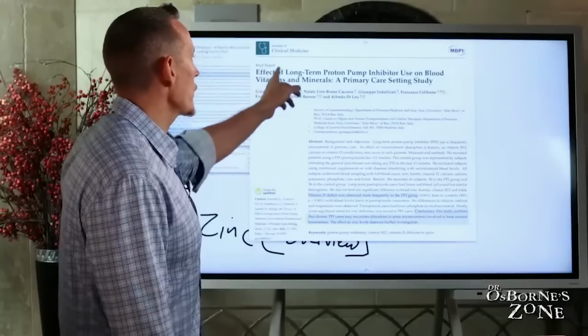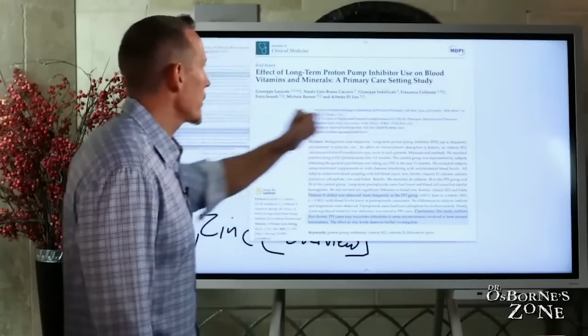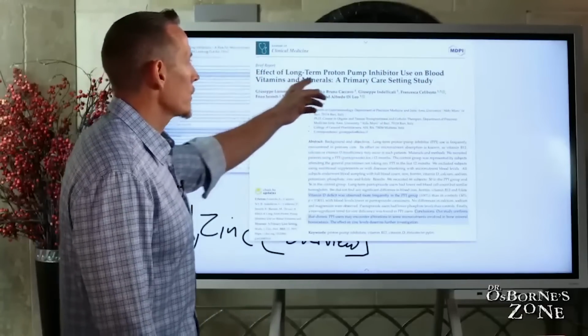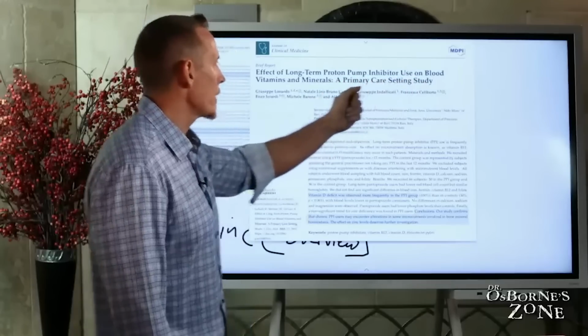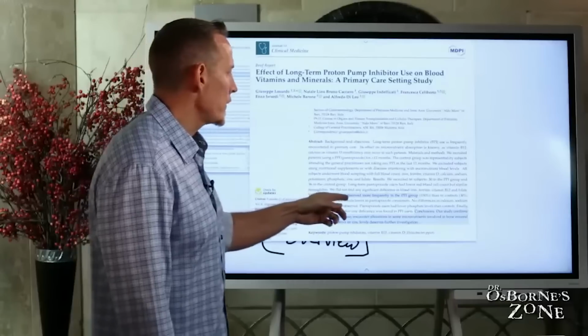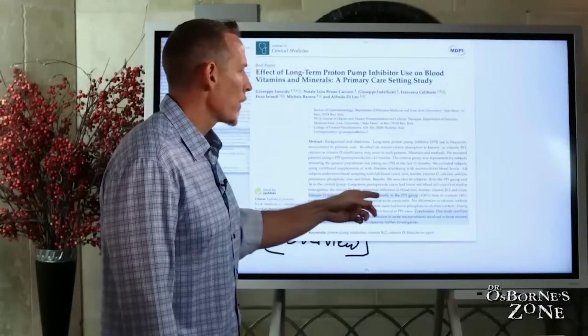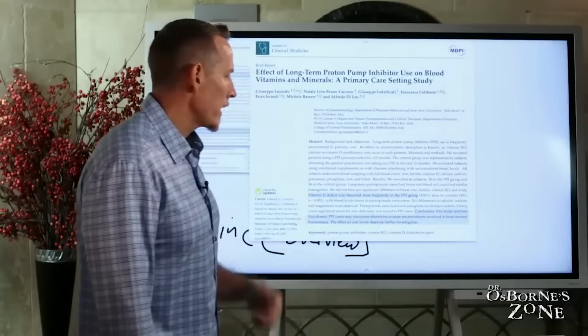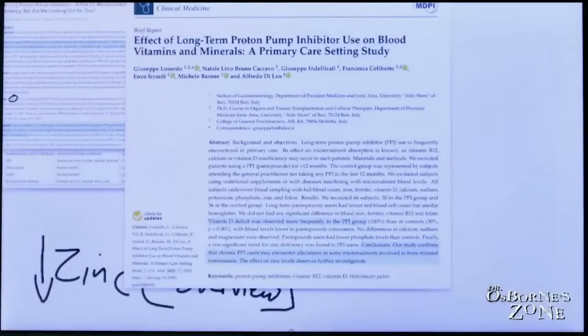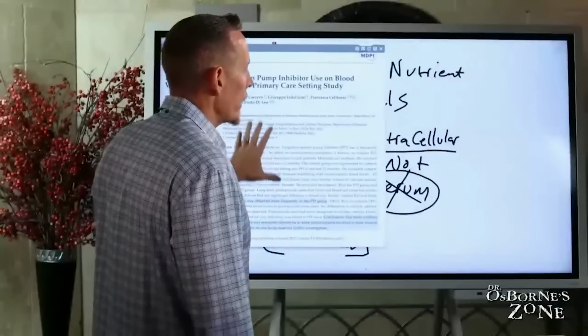measure it. This is just another report published in the Journal of Clinical Medicine, the effect of long-term proton pump inhibitor use on blood vitamins and minerals. You can see down here, vitamin D deficit was observed more frequently in the PPI group. Again, vitamin D becoming deficient. Conclusions, our study confirms that chronic PPI users may encounter alterations in some micronutrients involved in bone mineral homeostasis. The effect on zinc levels deserves further investigation. So zinc and vitamin D in this case, and they're talking about bone health, right?